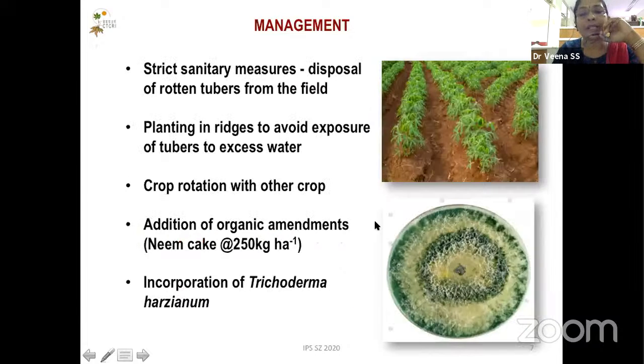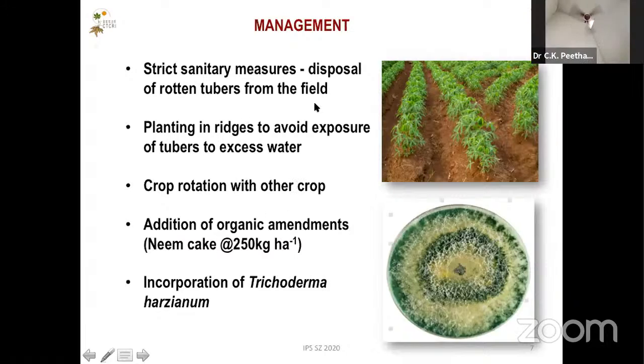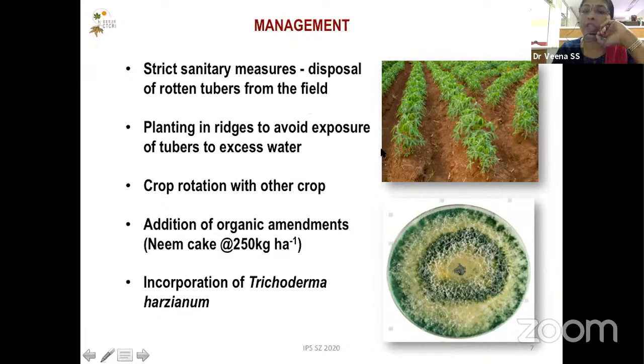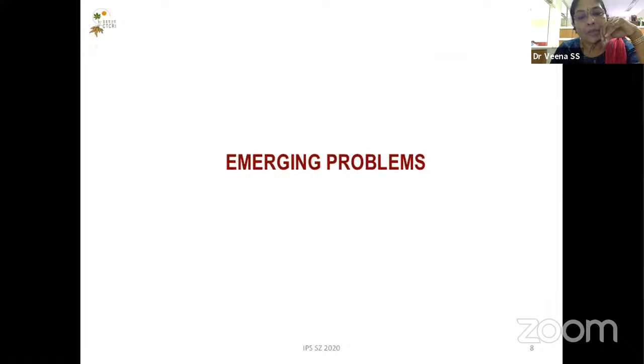Other management strategies are that we have to follow strict field sanitation because the pathogen survives in the infected tubers under the soil. So it is very important to remove the affected tubers. And planting in ridges, crop rotation, addition of enough organic matter and Trichoderma. This is our management strategy, and it has been found that because of this strategy, the disease is under control now. And there are some emerging problems.